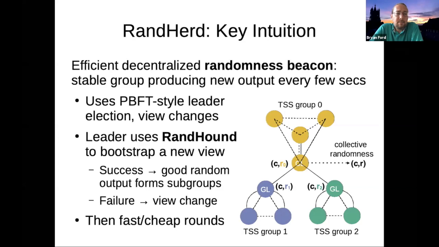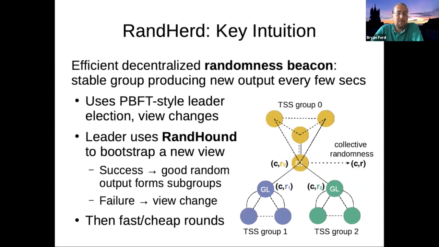We say, okay, we're going to use, in this case, PBFT style leader election in a consensus protocol, to decide how we're going to shard this system and how to set it up. But as part of that, whatever leader is running that protocol at the moment is going to use RandHound to try to set up its view. It has to use RandHound because all of the honest nodes will not accept a new view unless RandHound has been used to produce randomness that's good, provided the leader carries through its view change, right?